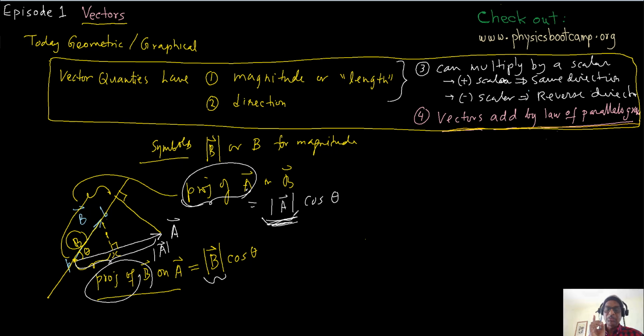Another thing to notice is this angle's cosine theta. Cosine theta, if you plot versus theta, it starts with 1, and at 90 degrees it goes to 0. And this 180 degrees is minus 1.